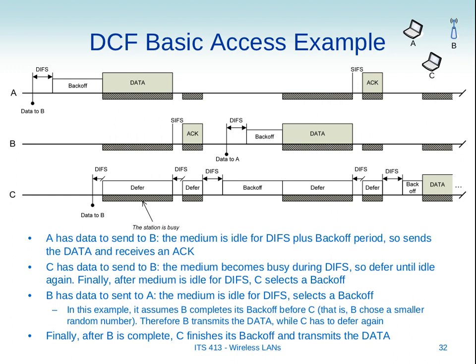Back off. The back off maximum value changes for retransmission. Originally, we chose a random number between 0 and 31. If we need to retransmit a frame, this value increases, it effectively doubles. It will become between 0 and 63. Choose a random number between 0 and 63. All right, still maybe small. It could be 3, it could be 60, it could be 30. But we choose a random number, data, hopefully SIFS and ACK.